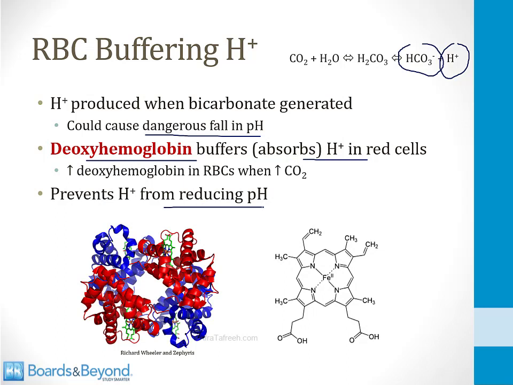And this is a very smart system when you think about it, because anytime there's lots of carbon dioxide, that means there's lots of metabolism going on, and that means there will also be lots of deoxyhemoglobin. So as the oxygen is pulled from the heme moieties in hemoglobin, this is a heme moiety right here, as the oxygen is pulled from this, it creates deoxyhemoglobin, which can then bind a proton and prevent the pH inside the red cells from getting dangerously low.